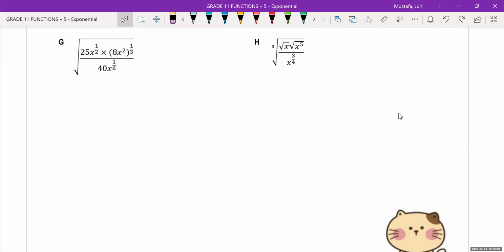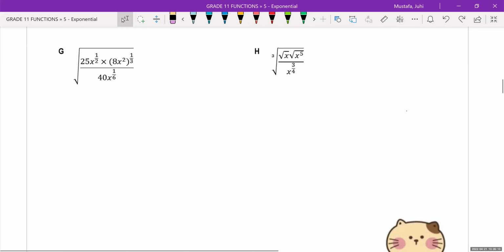But it gets exciting. All right, question G is a little bit intense. Let's look at everything that's happening in question G. So now I can use my favorite green. We have 25x to the power of a half times bracket 8x squared to the power of 1/3. So I know that one of the things I'm going to have to do is take that 1/3 and distribute it inside of this bracket. And then in the denominator, I have 40x to the power of 1/6, all under the square root sign.